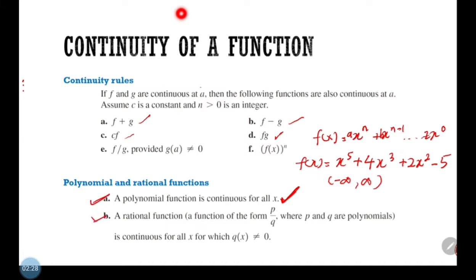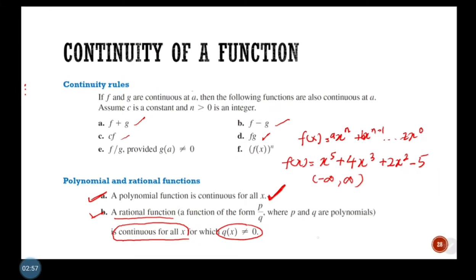For b, a rational function, a function of the form p over q, where p and q are polynomials. Okay, this function, a rational function, also will be continuous for all x, given that q(x), the denominator ni, is not equal to 0. If our denominator equals 0, then we will have trouble, or the function may not be continuous.